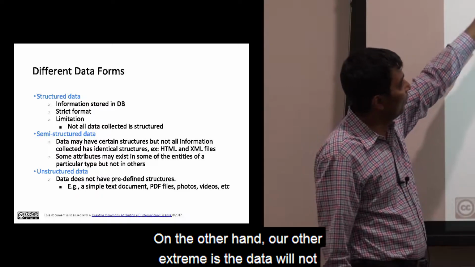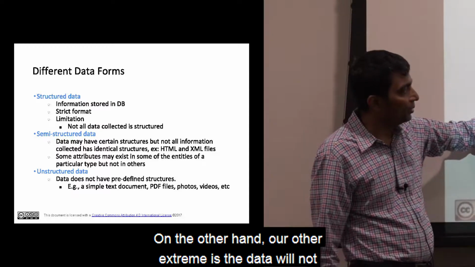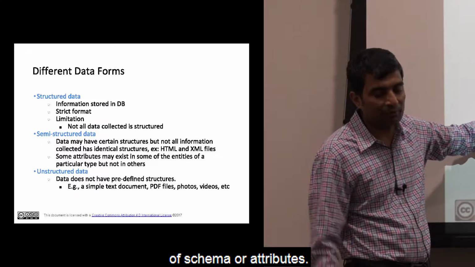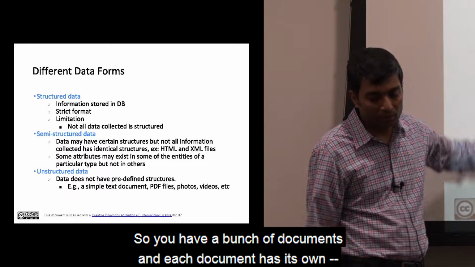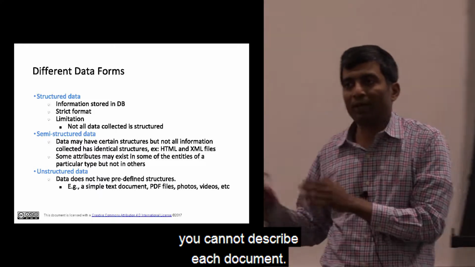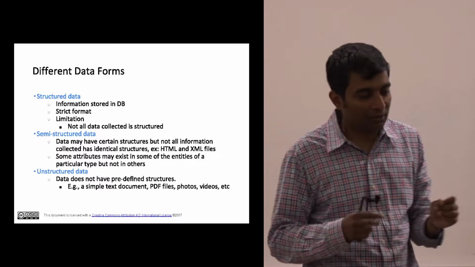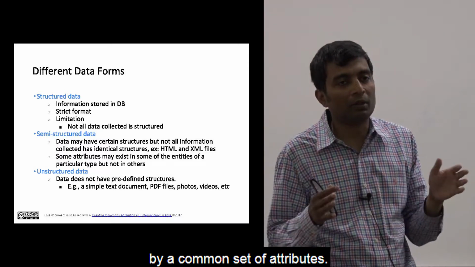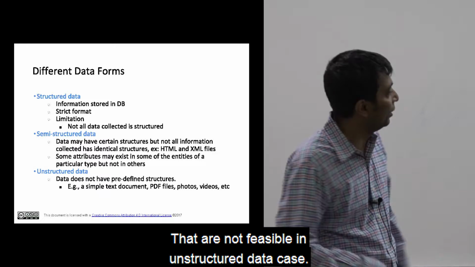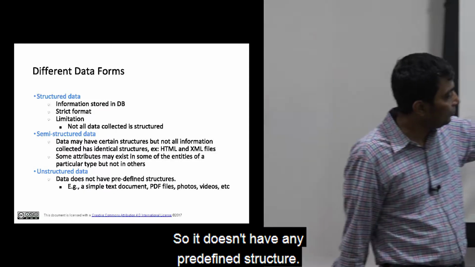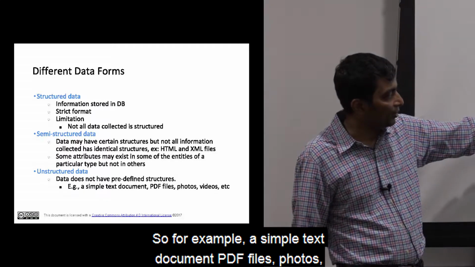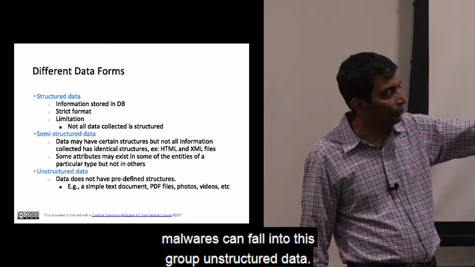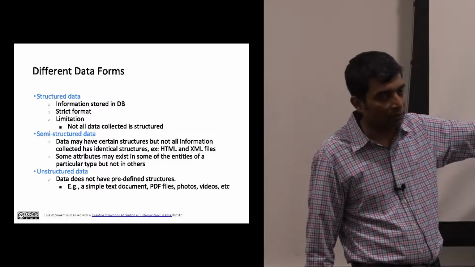So this is good if you have data like this, and we can process it using the database and so on. On the other hand, at the other extreme the data does not follow any strict guideline or any fixed set of schema or attributes. You have a bunch of documents, and all documents cannot be described by a common set of attributes. That is not feasible in the unstructured data case, so it doesn't have any predefined structure. For example, a simple text document, PDF files, photos, and malware can fall into this group, unstructured data.